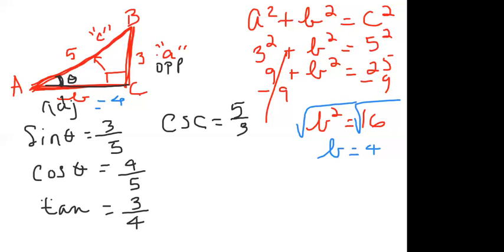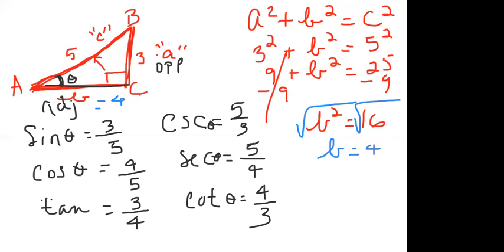So cosine, guys, is secant. Remember, it's the reciprocal of cosine. So the secant of theta would just be the reciprocal of 4 over 5. So that's 5/4. Likewise, the cotangent of theta would be the reciprocal of tangent. So the reciprocal of 3 over 4 will become 4/3. And just like that, guys, you're done with the 6 trig functions for this particular triangle.